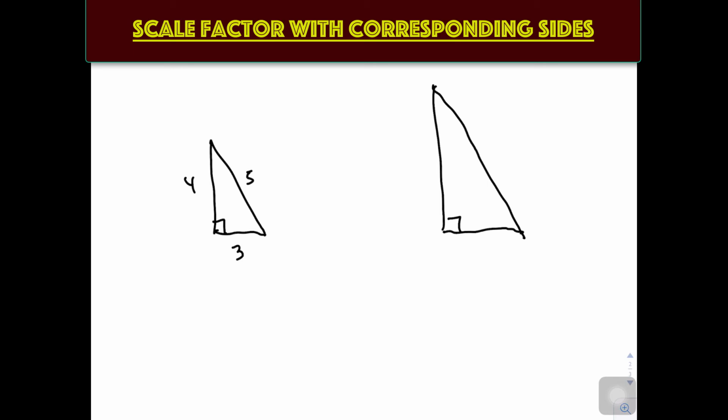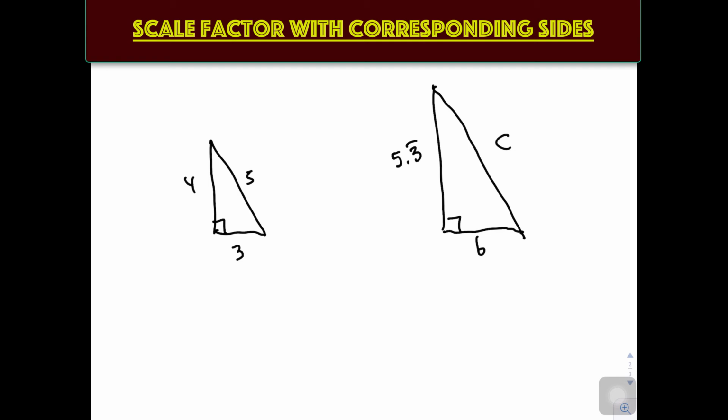And they give me one side length. So maybe they give me the height of our new triangle. And it turns out that my height is 5.3 repeating. We're going to call these B and C to get you ready for the Pythagorean theorem that's coming.